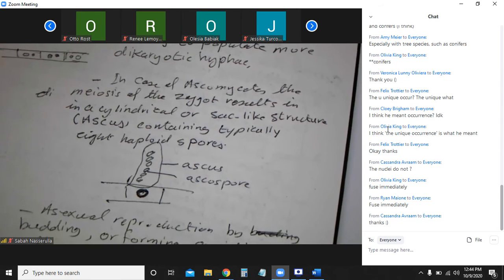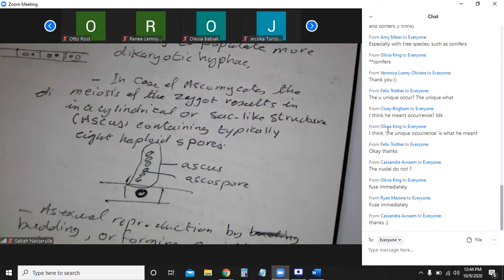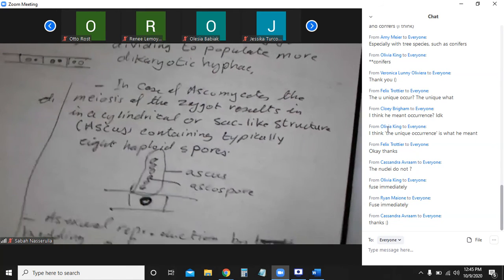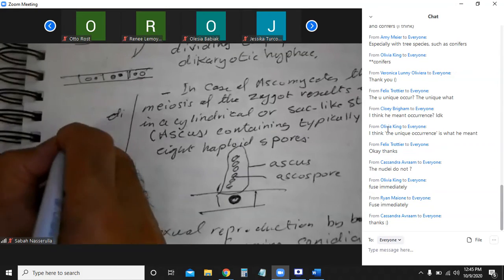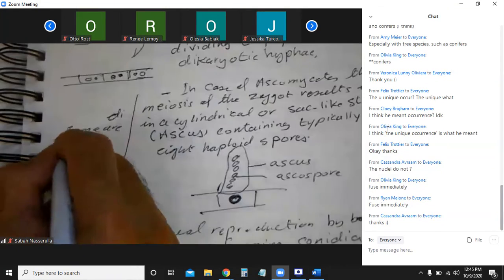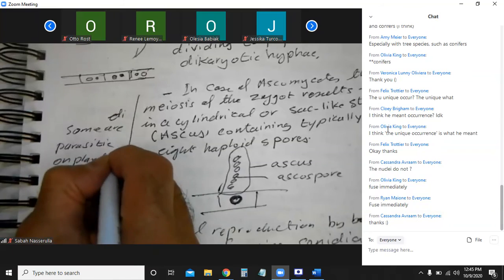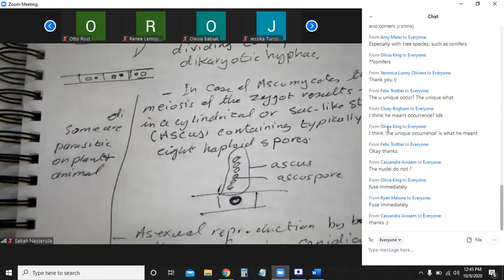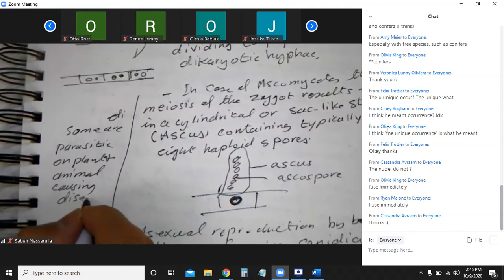Saprobes on plant or animal remains. But as I mentioned, we also have some that are parasitic on plants and animals, and in this case, of course, they cause disease.